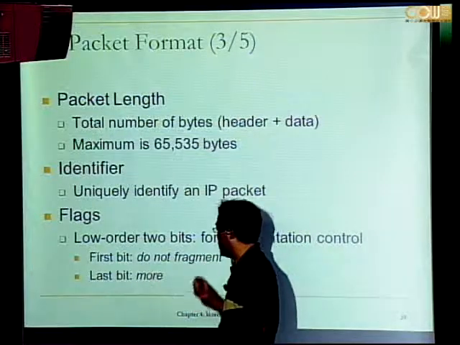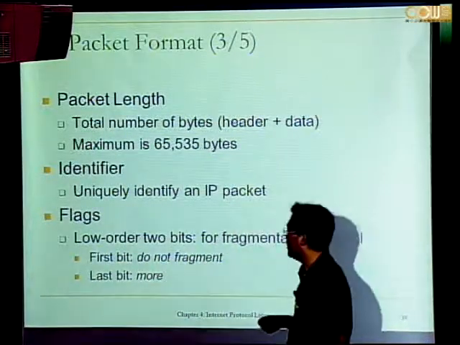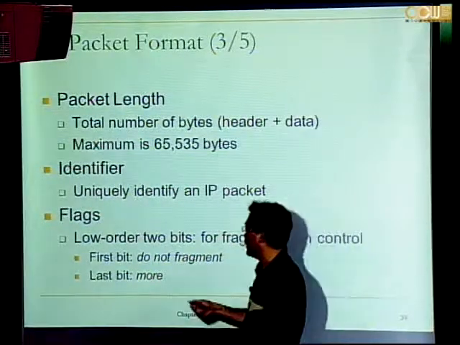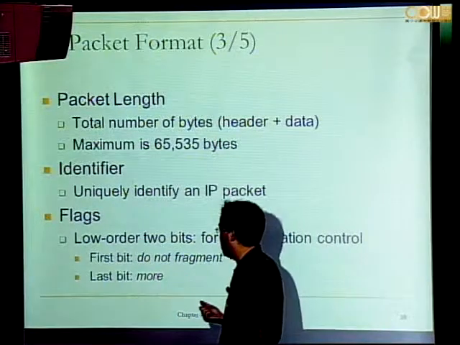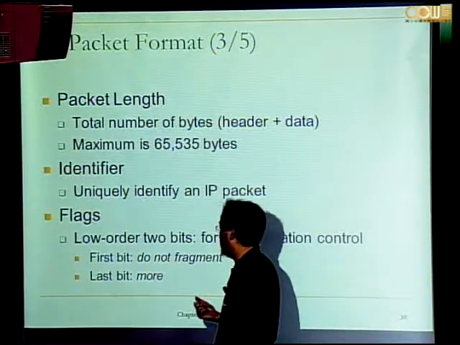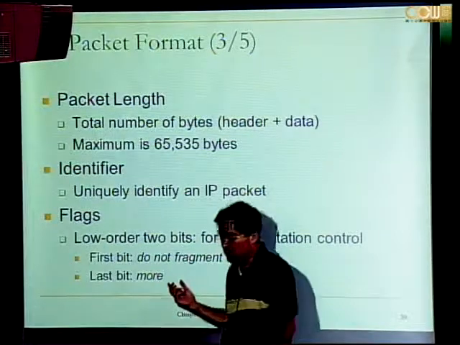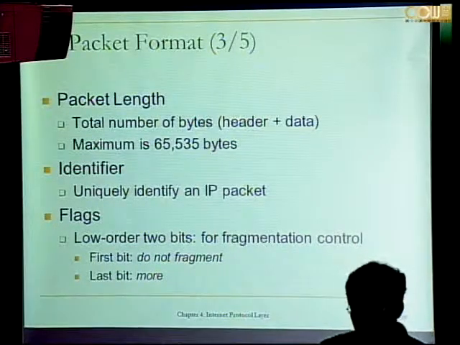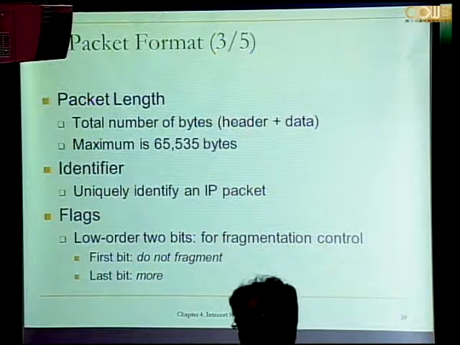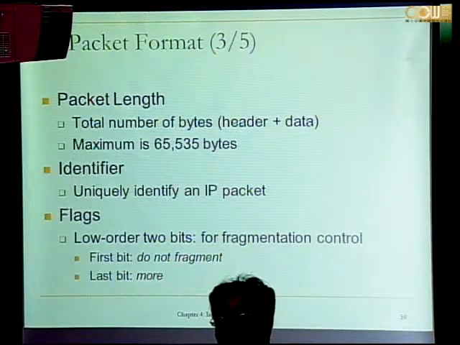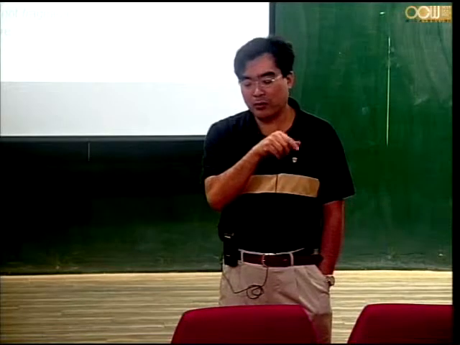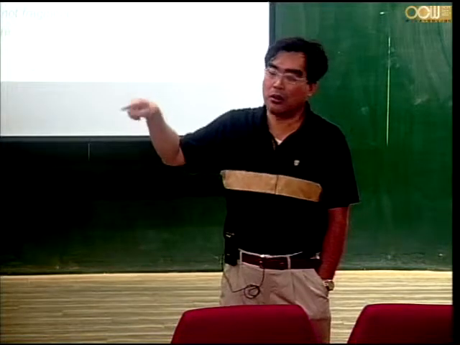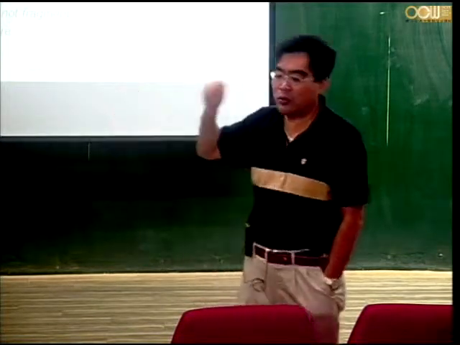And the more bit stands for: is this packet the final fragment? If it's 1, it means that there are more fragments. It's not the final fragment. There are more bits. So this is when a packet is chopped into fragments, say 3 fragments. Then the first fragment and the second fragment will have the more bit set to 1, but the third fragment will have the more bit set to 0, meaning there's no more fragment.